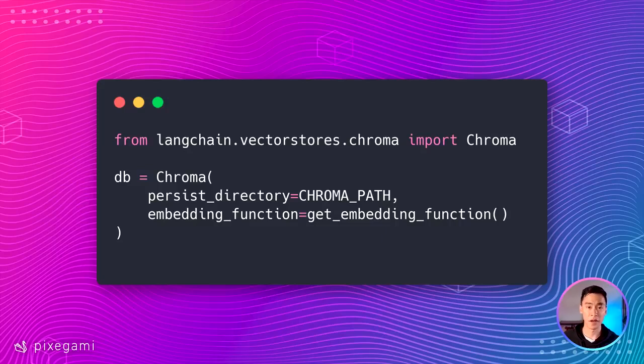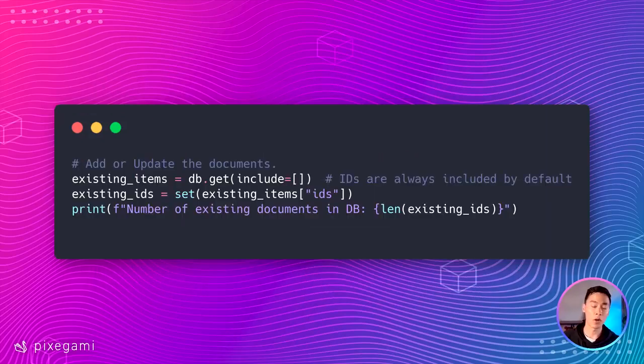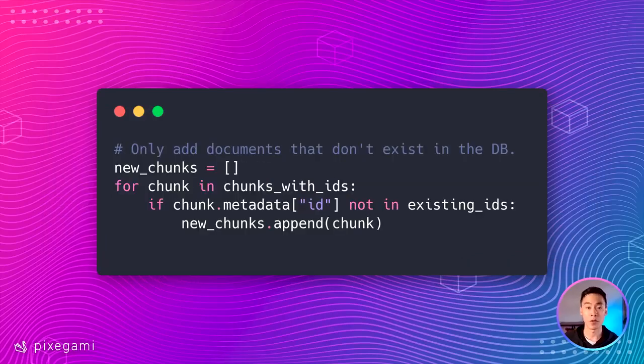Now that we've given every chunk a unique ID, let's add them to the database. If you're using Chroma, you can first load up your database like this using the same embedding function we used earlier. Let's go through all the items in the database and get all of the IDs. If you're running this for the very first time, then this should be an empty set. After that, we can filter through all of the chunks we're about to add. If we don't see an ID inside the set, that means it's a new chunk and we should add it.